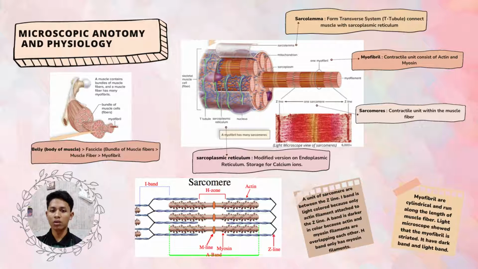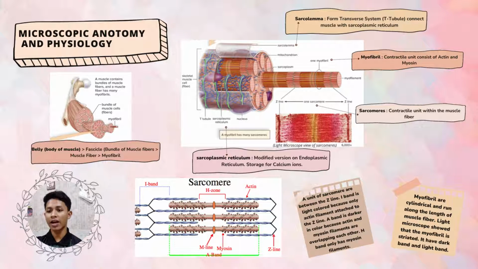Next, we go to the myofibril. Myofibrils are cylindrical and run along the length of the muscle fiber. Light microscope shows that the myofibril is striated. It has dark bands and light bands. Sarcomeres are the contractile units within the muscle fiber. A unit of sarcomere is between the Z lines.